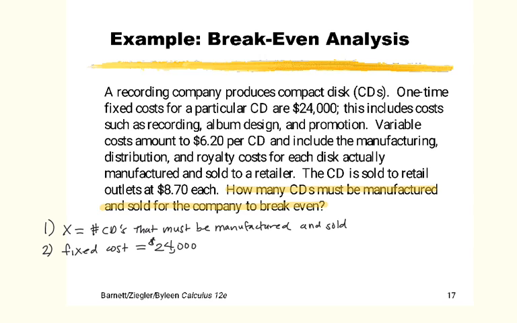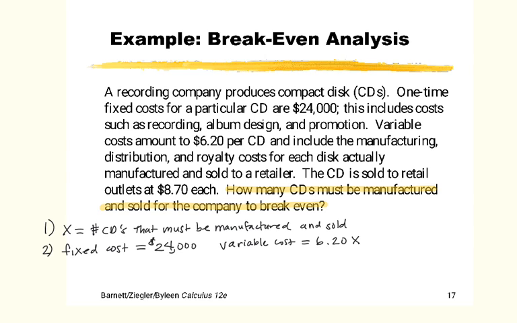And then it says that the variable cost is $6.20 per CD. So here, let's write this. Our variable cost equals $6.20 per CD. Now, we don't know how many CDs are sold, so our variable cost depends on that. And if it's $6.20 per CD, we'll say it's $6.20 X.